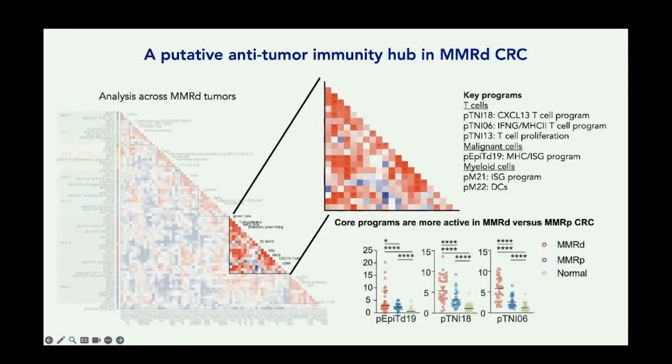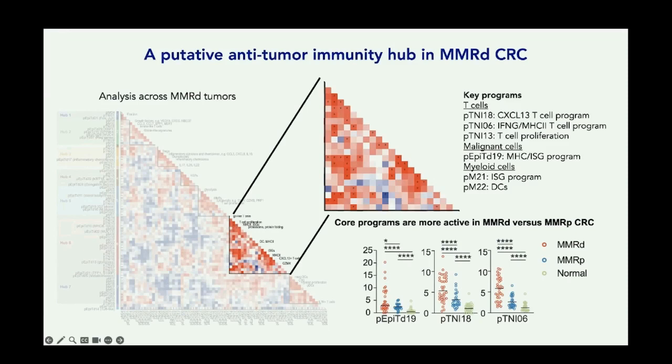Zooming in on this hub, you can see the structure of the hub, and I just want to point out a few key programs that are correlated to each other. In T cells, we found a CXCL13 T cell program, which I'll explain in a moment, an interferon gamma MHC2 T cell program, and a T cell proliferation program present in this hub. In malignant cells, we see a program, and P stands for program, epi for epithelial, and this is just the number of the program. That MHC ISG program that's getting activated, and we'll talk about what that means. And then in myeloid cells, we see interferon stimulated gene programs in macrophages, and also we see dendritic cells.